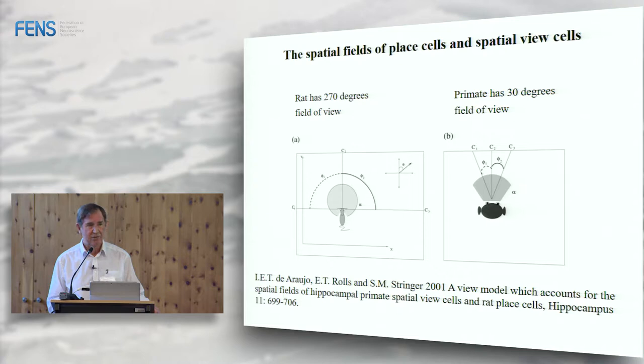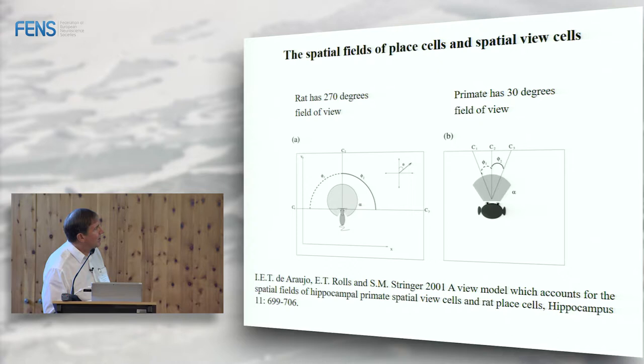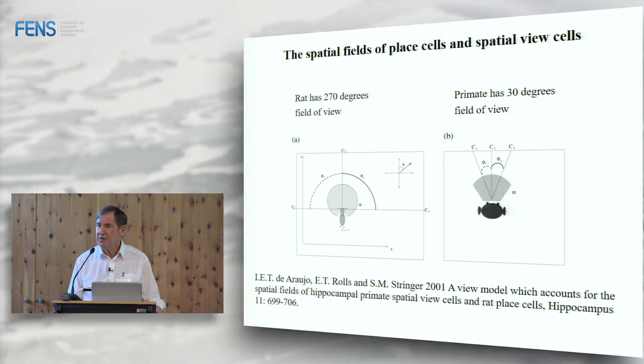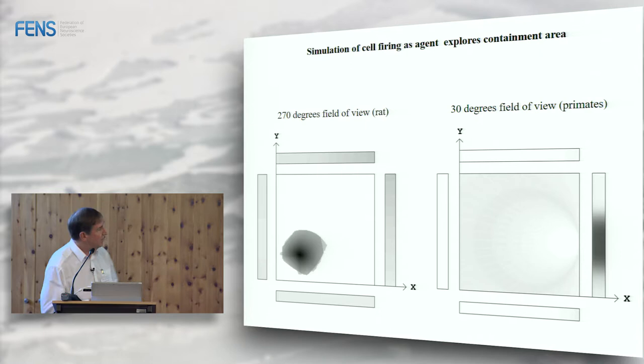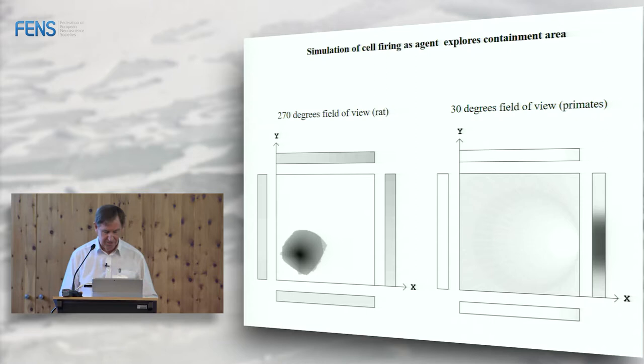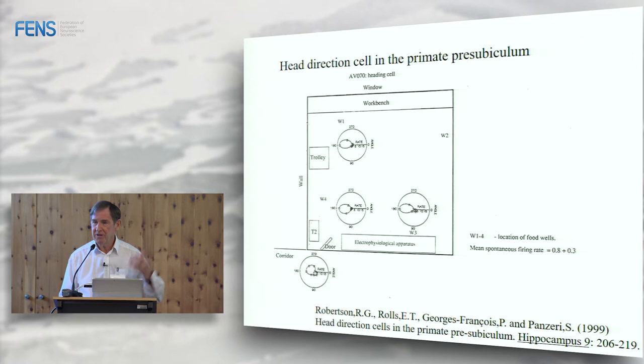So, if you do the same thing in the monkey, take the combinations of three things, what do you get? Well, you don't get where you are, you get where you're looking in space. So I think it may be the same mechanism. We made a model of it, which I'm not going to go into the details of, but if you give the model 270 degrees of view, you get a place field, and if you give it 30 degrees of view, you then get a spatial view cell. Okay, so the principles of computation may be the same, but because the visual system is different, you get spatial view cells in humans, I believe.